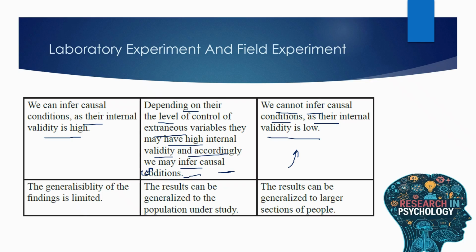Under laboratory experiment, the generalizability of the findings is limited. But here in the field experiment, the results can be generalized to the population under study. Here, the results can be generalized to a larger section of people because you are observing them in their natural environment, right?